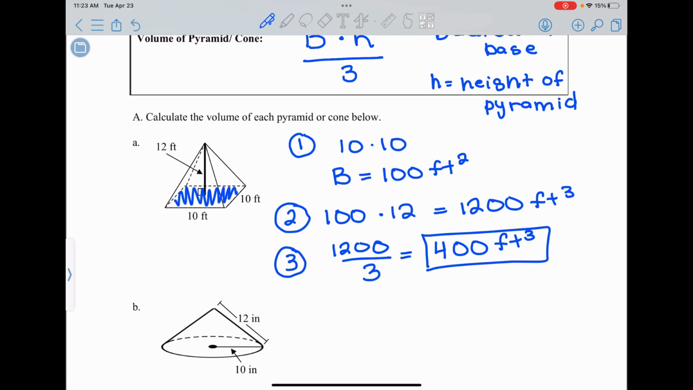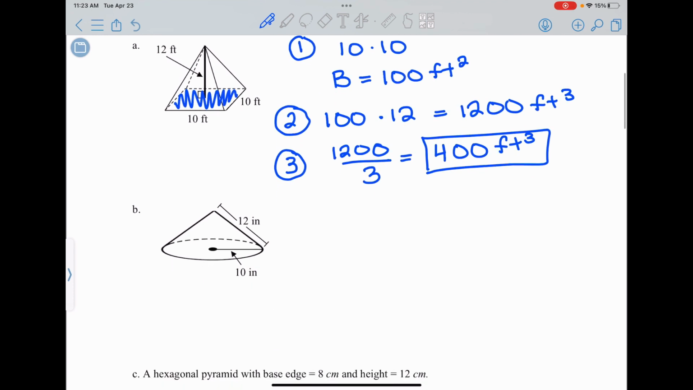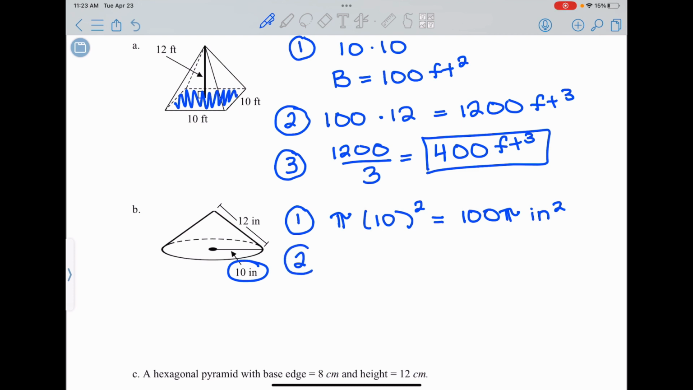Let's try this again. In B, my base is a circle, and to find the area of a circle, we do pi times the radius squared, and the radius is 10. 10 squared is 100. So the area of my base is 100 pi inches squared. Step 2 is we need to multiply the area of the base by the height of the cone. We don't know what the height of the cone is though. They only give us the slant height. So we are going to treat this like a right triangle.